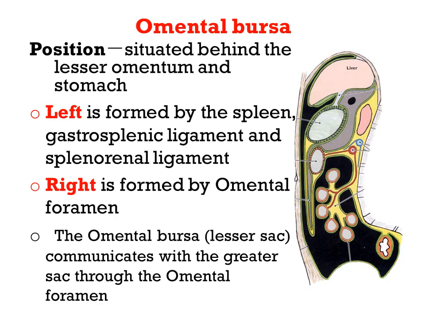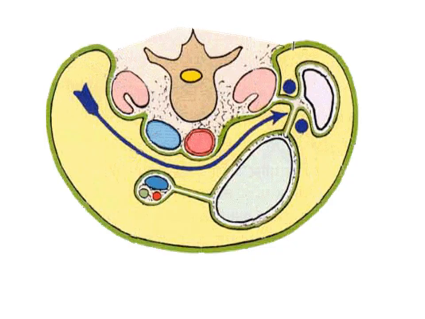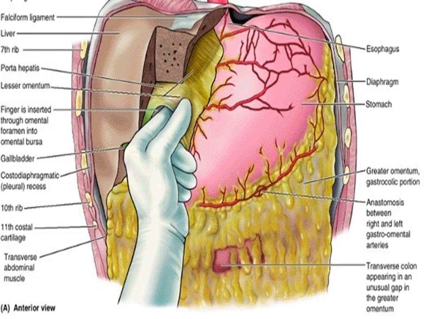The omental bursa is positioned behind the lesser omentum and the stomach. That means the space contains a small amount of fluid and other organs like the spleen, gastrosplenic ligament and splenorenal ligament, and the right is formed by the omental foramen. And this one here, this is the epiploic foramen.